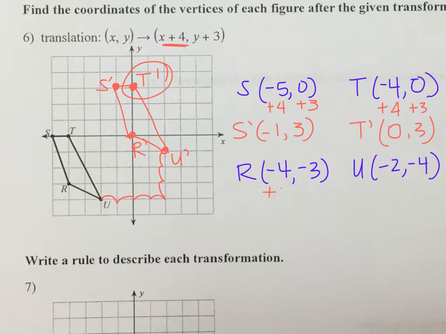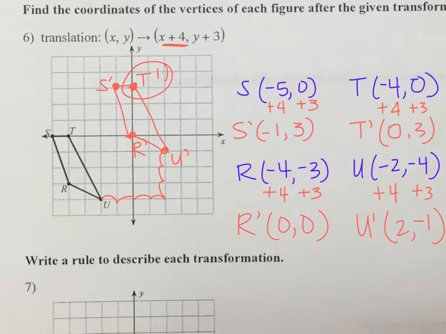Same thing here, plus 4, plus 3. Our new R would be 0, 0. Negative 4 plus 4 is 0. Negative 3 plus 3 is 0. Plus 4, plus 3. Our new U is 2. Negative 2 plus 4 is 2. Negative 4 plus 3 is negative 1.